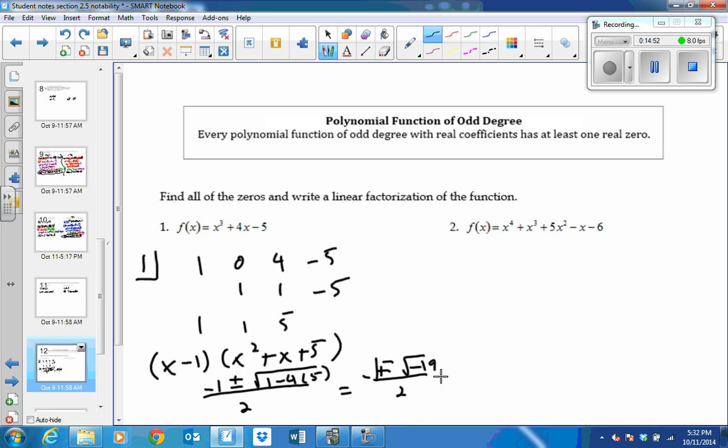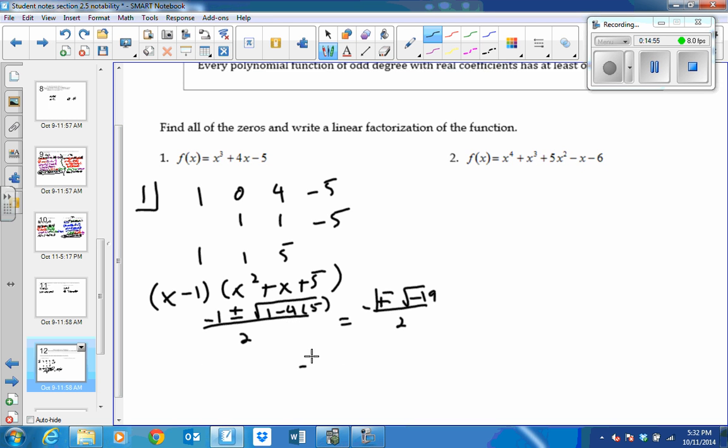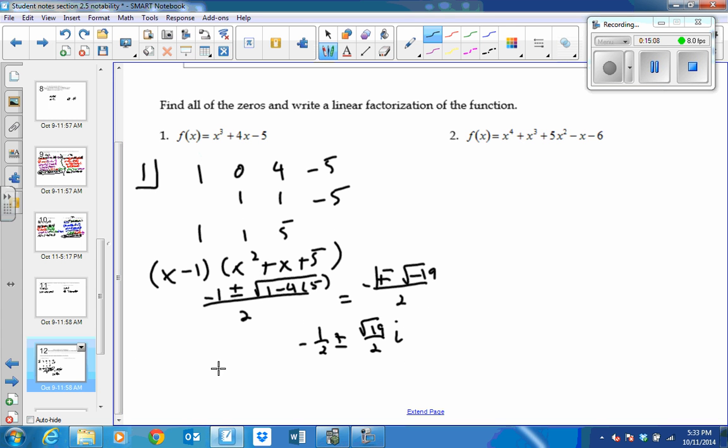And so to put that in complex form, it becomes negative 1/2 plus or minus the square root of 19 over 2i. So that's our other two roots. So write the linear factorization of the function. So we're going to have x minus 1 and x plus 1/2. We'll do the positive one first, so that becomes minus square root of 19 over 2i. And then our other factor is going to be x plus 1/2 plus square root of 19 over 2i.